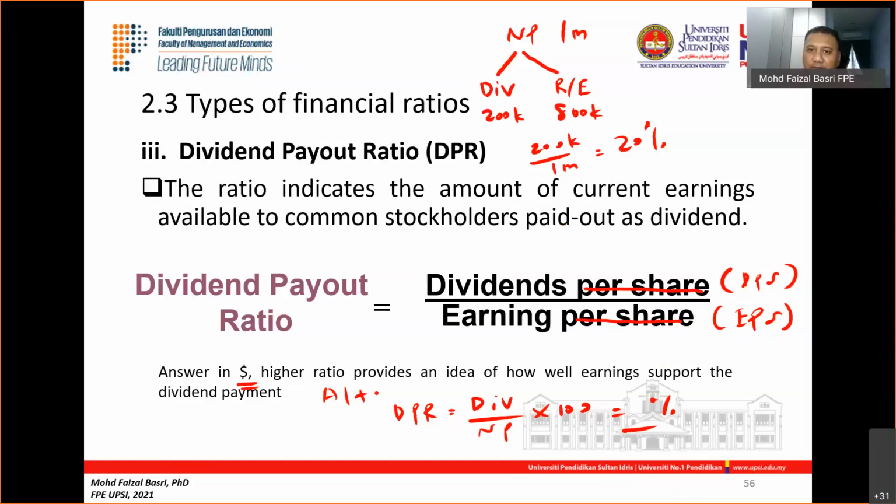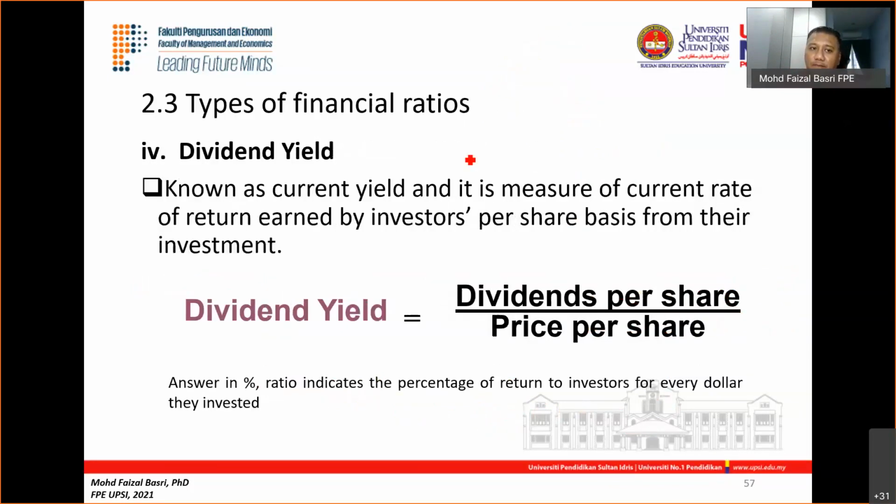By the way, if you don't understand, just let me know. I will go straight on, but we have 3 more ratios to go under the market ratios. Number 4, dividend yield. Known as current yield, as it measures the current rate of returns per share basis from their investment.